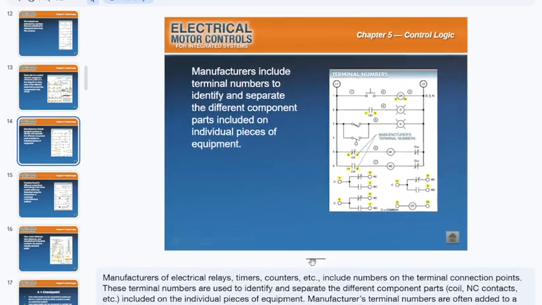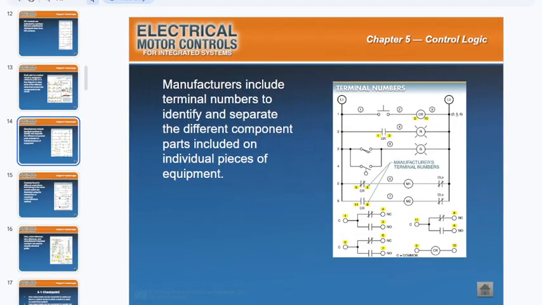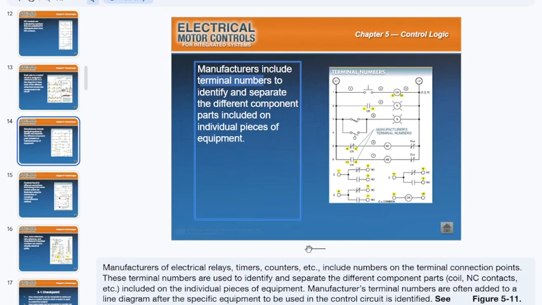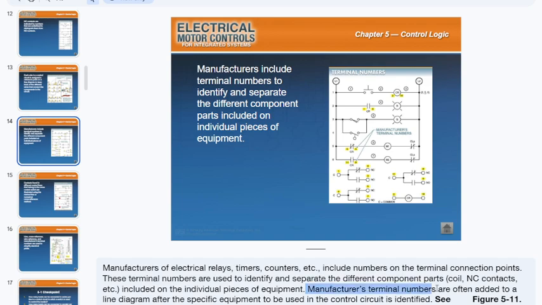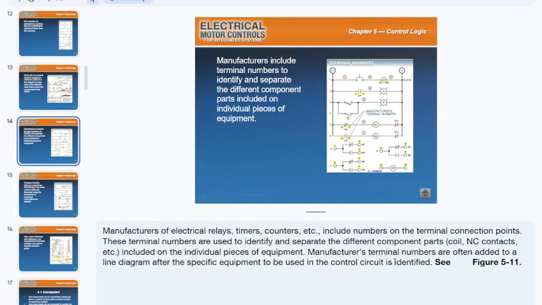The next one is before you wire up the control circuit. Before you wire up, and this is the number that you guys are using in the labs. This is different. The other one was a reference point number. This is a manufacturer terminal number. All right, it's the manufacturer's terminal numbers. It's down here, manufacturer terminal numbers. In fact, you can highlight that sentence right there.